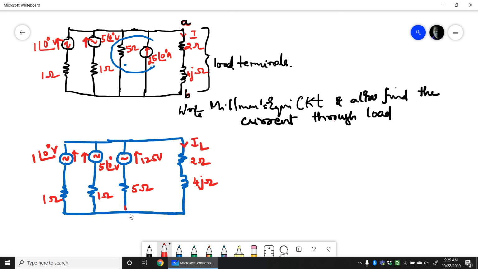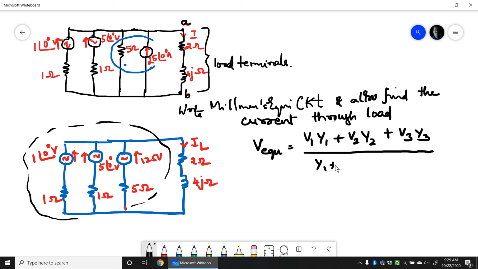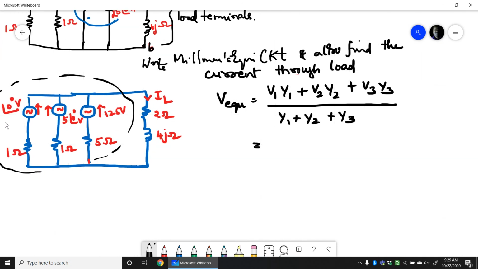Okay. So according to Millman's theorem, we can see that there are three branches here. Therefore V equivalent will be equal to V1 Y1 plus V2 Y2 plus V3 Y3, divided by Y1 plus Y2 plus Y3. Now what is V1 here? V1 is nothing but 1 at an angle 0 degree. So this will be V1, V2, V3, and this will be Z1, Z2, Z3.